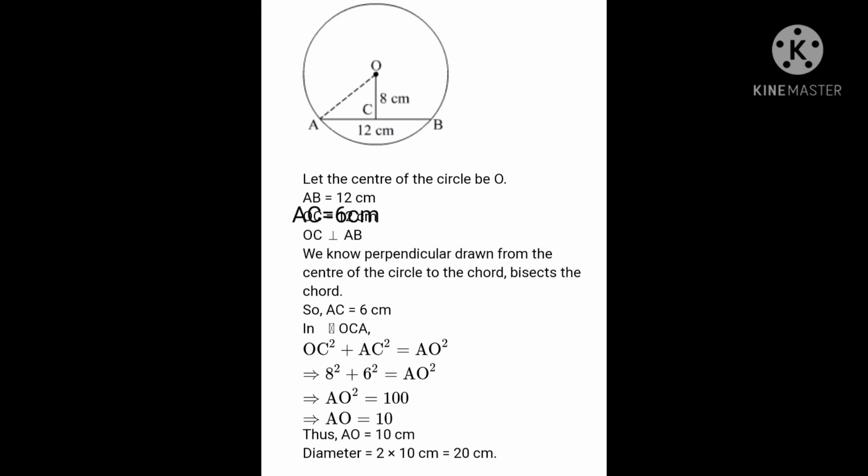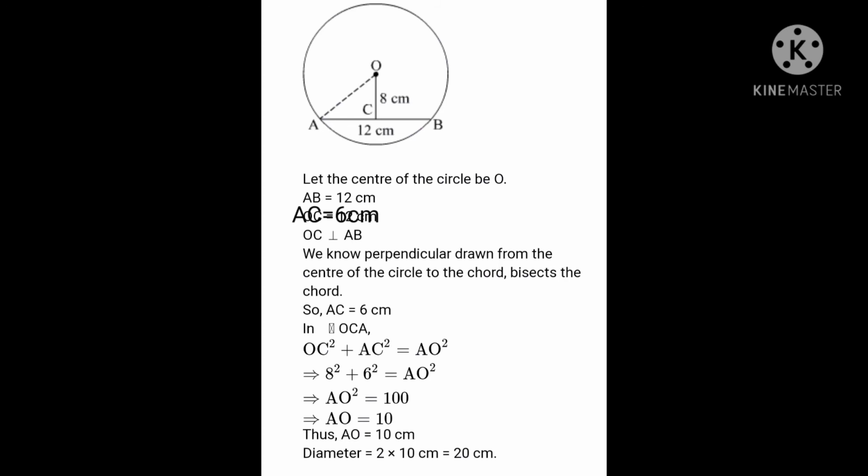Now OC is perpendicular to AB. As per the theorem, the perpendicular drawn from the center to the chord bisects the chord. So therefore AC is 6 cm. We know that the perpendicular drawn from the center to the chord bisects the chord. So AC is 6 cm.